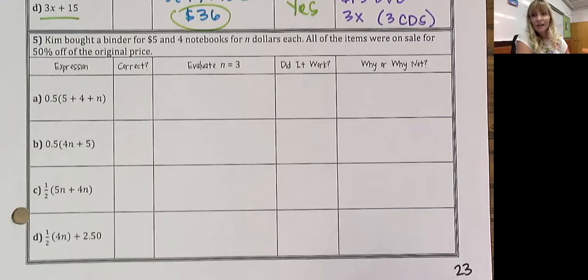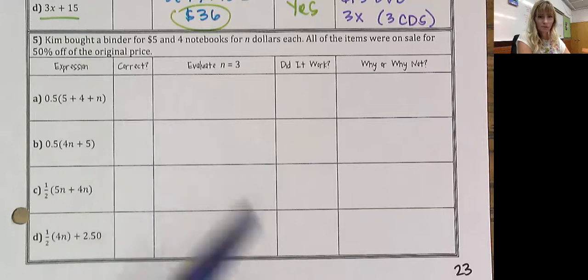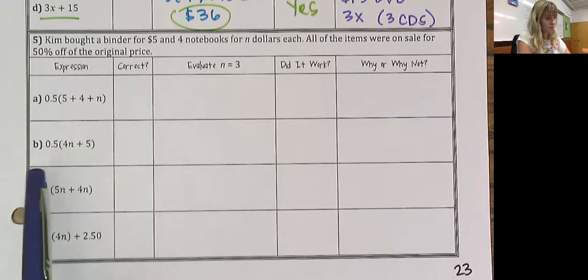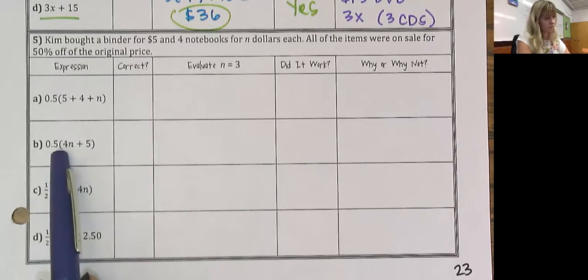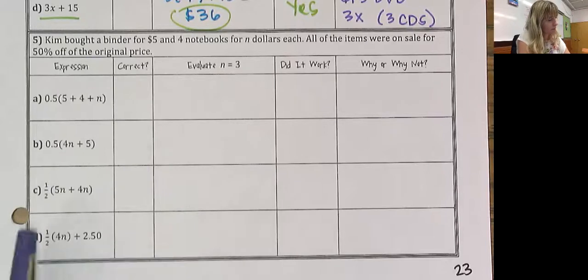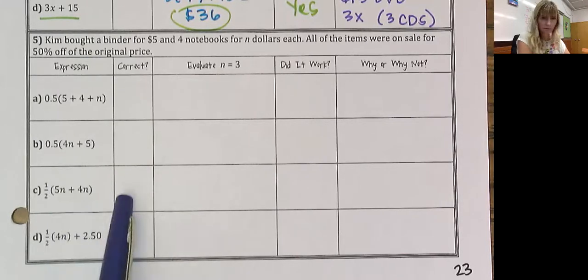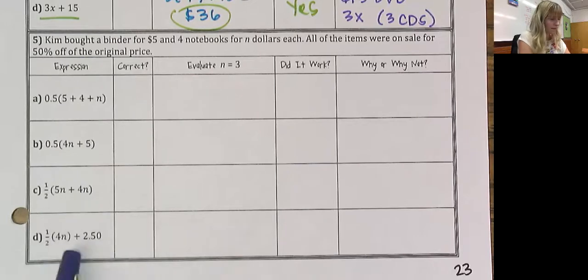Make your conjectures right now. This is the part where you're just guessing. Do you think this expression matches the story? Do you think this expression matches the story? Write yes or no in that box. It's just a guess. Nothing's going to happen if you're wrong. Do you think this one matches the story? Yes or no? And what about this one?